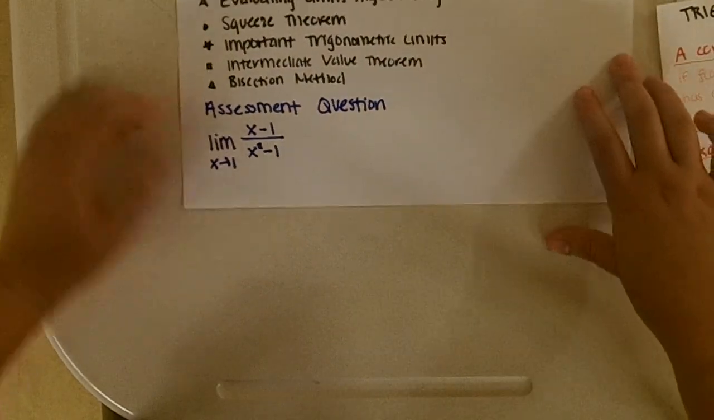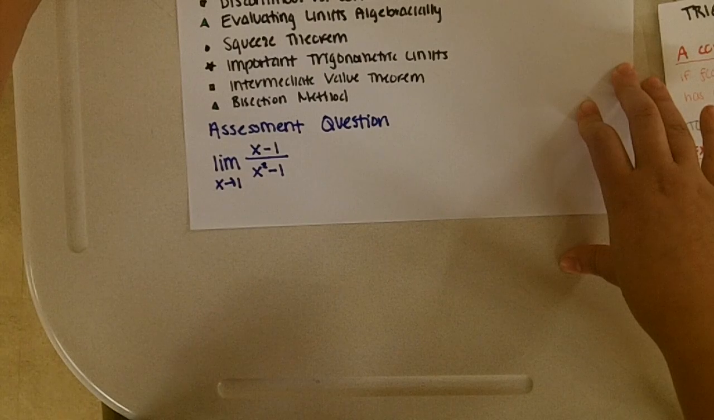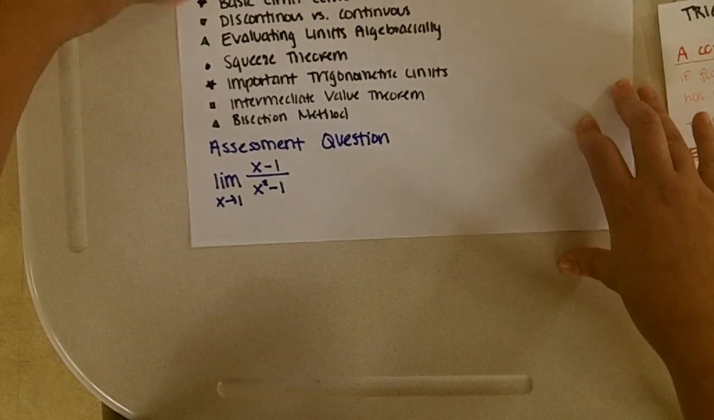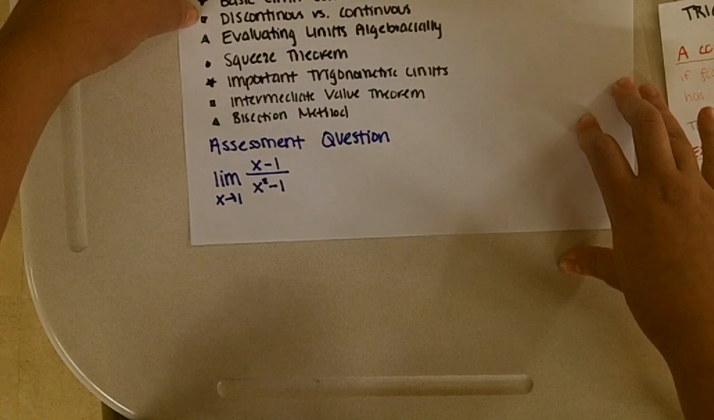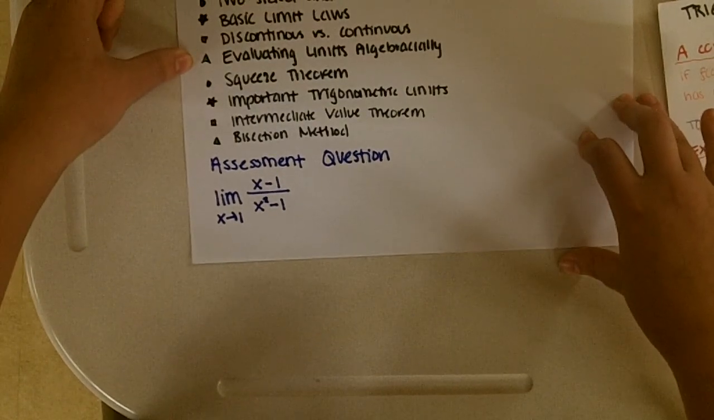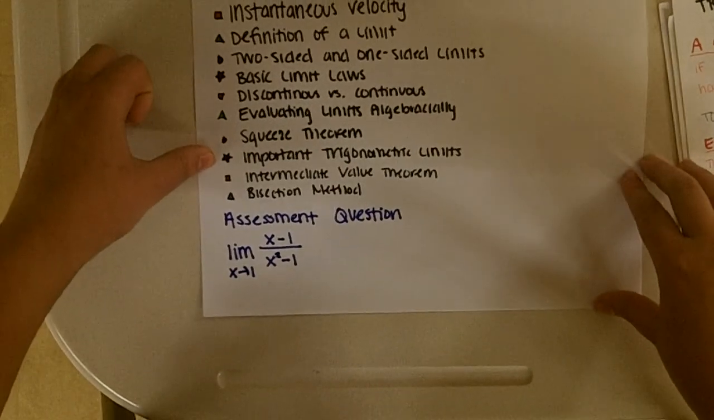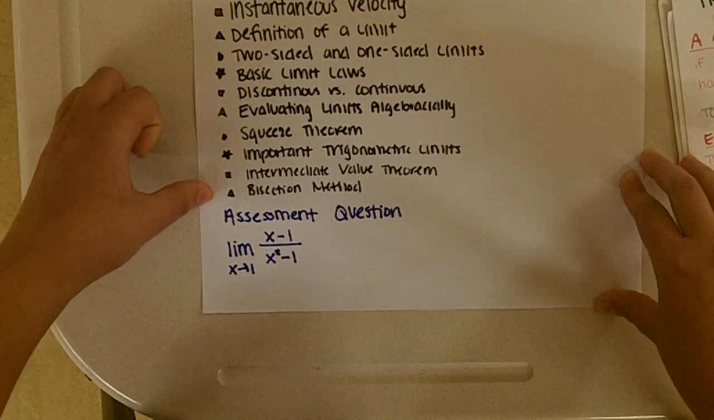Now to summarize. Through this video, we hope that you learned instantaneous velocity, the definition of a limit, two-sided and one-sided limits, basic limit laws, discontinuous versus continuous functions, evaluating limits algebraically, the Squeeze Theorem, and important trigonometric limits, as well as the intermediate value theorem and the bisection method.